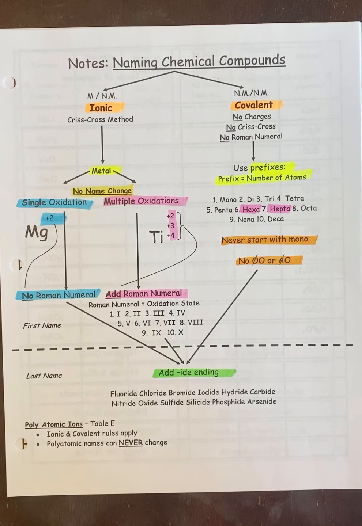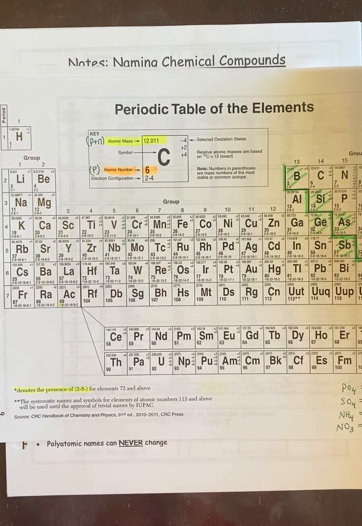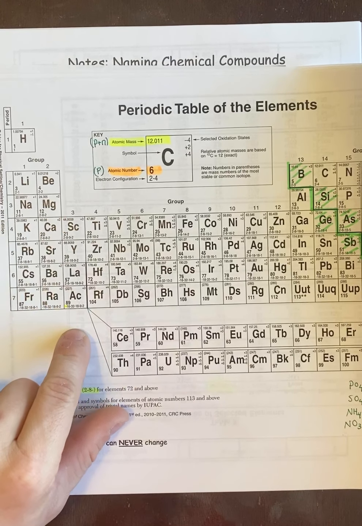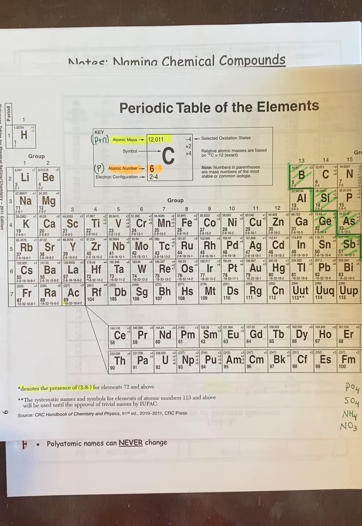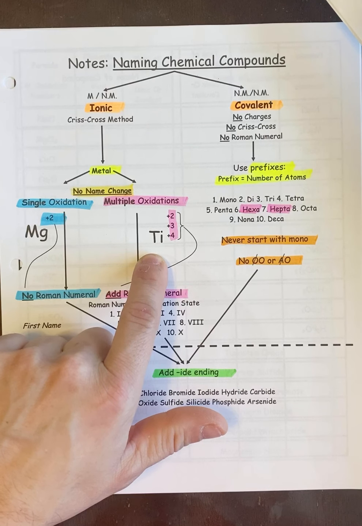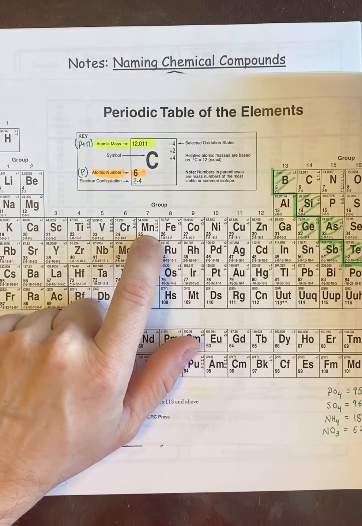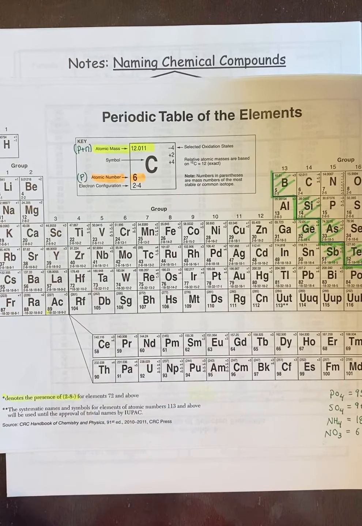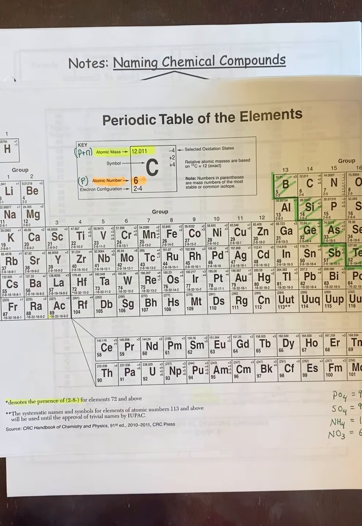Now, as far as the business of Roman numerals go, here's how it works. If the metal that you are naming has only one oxidation state, like in the entire group 1, the entire group 2, this entire group 3, then you just name them and you're done. It doesn't get a Roman numeral. However, if the metal has more than one oxidation state, like Ti, so if we look at Ti, it has multiple, vanadium has multiple, chromium has multiple, manganese, iron, cobalt, nickel, copper. So those guys, and there's a bunch of others that have multiple oxidation states, gold, mercury, platinum, so I'm not going to name them all, but there's a bunch.